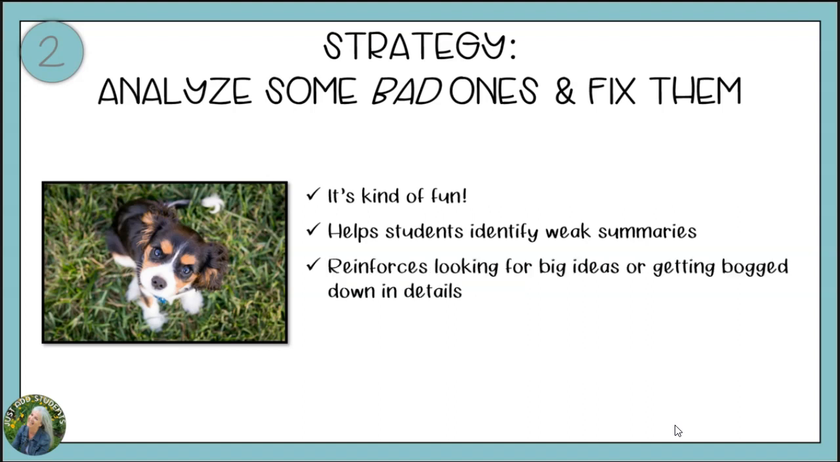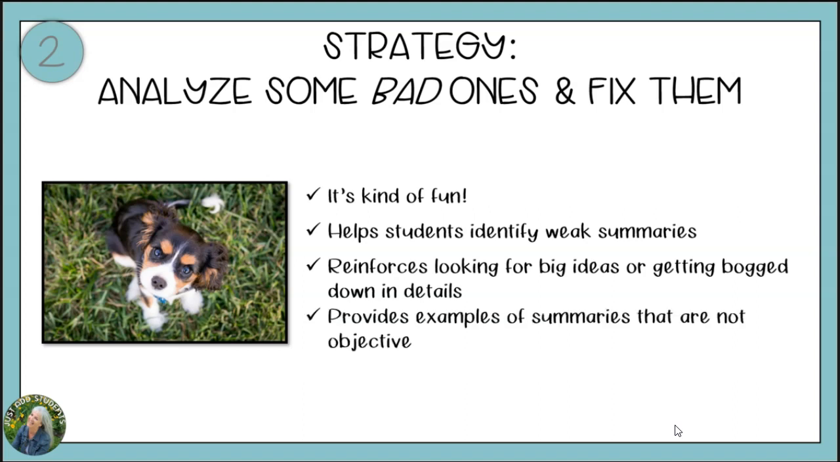And this is helpful because it reinforces looking for big ideas and not getting bogged down in the details of the text. So you also want to include examples of summaries that are not objective so your students understand what it means when you're asking them to write an objective summary. And then you can finally, when you're looking at bad summaries, ask your students what would make this better, and that can even be a lesson of having them improve summaries that are not good summaries to strengthen them.